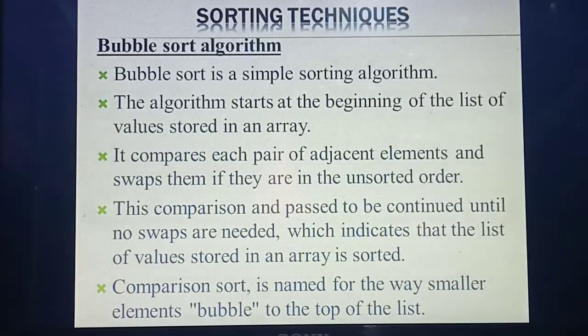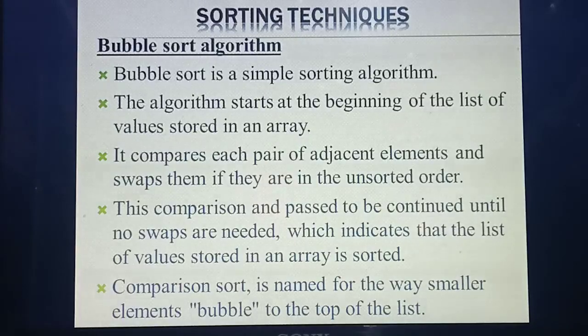For example, if the first element is smaller and the second element is greater, there is no need to swap. But if the first element is greater and the second element is smaller, you need to swap. That means change the place: the second element comes to the first place and the first goes to the second. That is called a swap. Okay, now read the point.